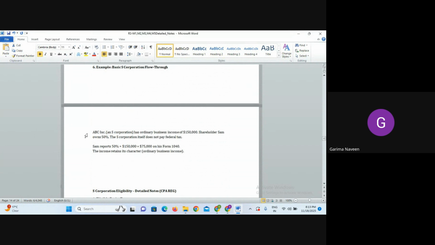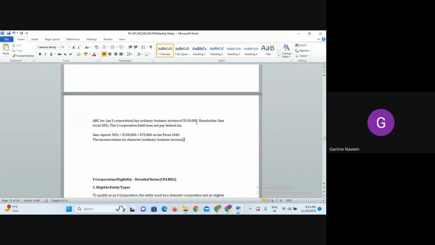So an example is given that ABC has ordinary business income of $150,000 and there is a shareholder who owns 50%. Since the corporation has this income and they do not pay the taxes at the entity level, this income will flow to the shareholder's tax return on the basis of the percentage they own. So if Sam owns 50% of the shares of the S corporation, then 50% of this income will be reported on his Form 1040.